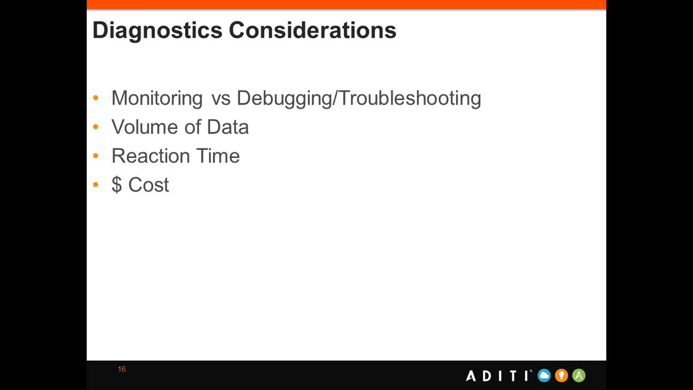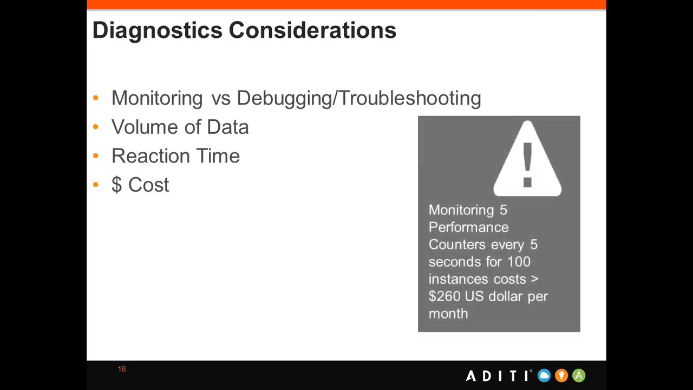Very important consideration, cost, because everything is going to cost you here. Whatever storage you use in Azure, specifically blobs and table storage used by diagnostics monitoring, and the transactions done. For example, monitoring 5 performance counters every 5 seconds for 100 instances is going to cost you more than $260 per month. Very important to remember, because performance counters generate a lot of data, and this has to be transferred to table storage. Including your transactional storage, it is going to cost around $260. So we should be very careful about what we capture, what we configure for diagnostics, and what we transfer.